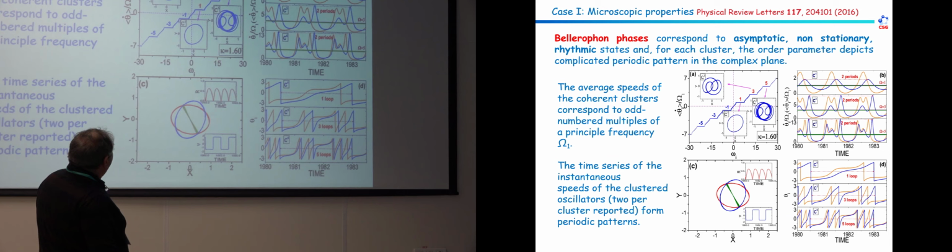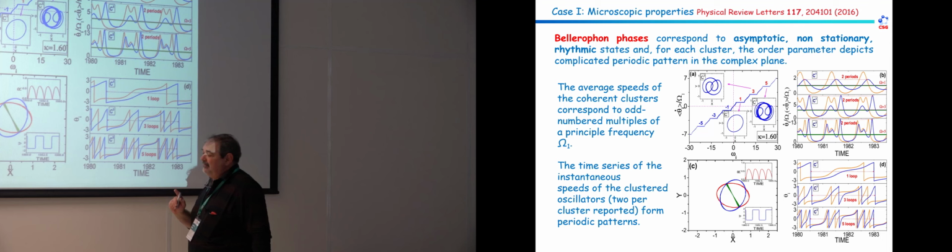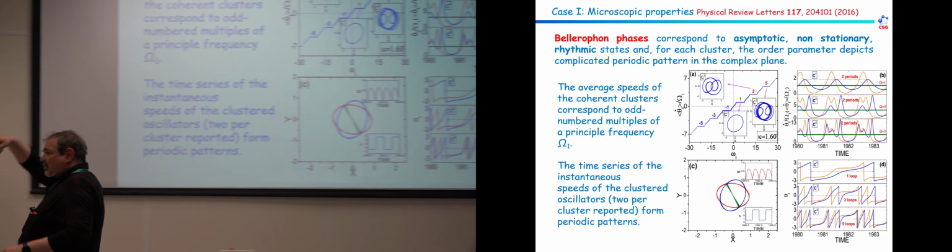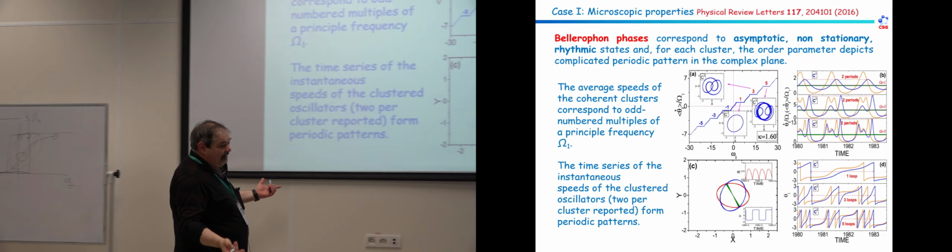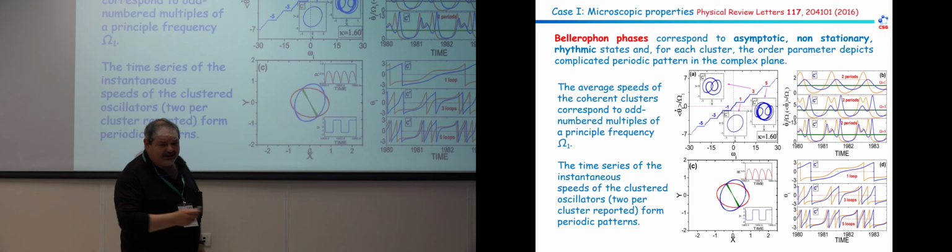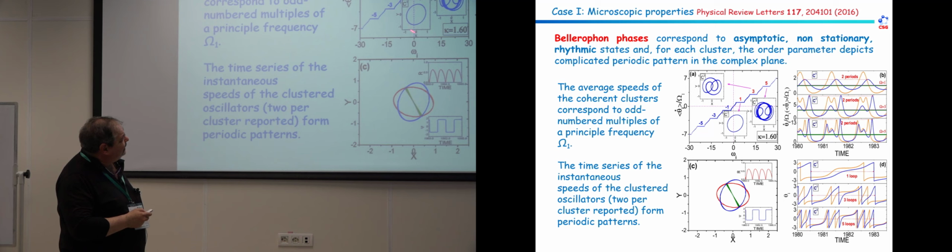If I now concentrate on each one of the clusters and I calculate the R parameter, that is 1 over n, the modulus of the sum, I have a rhythmic value. R is in general a complex number, so if I take the real part and imaginary part of the order parameter, I have in cluster 1 a very nice limit cycle, period 1.